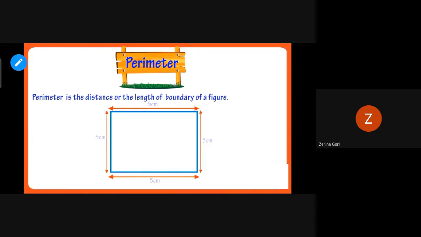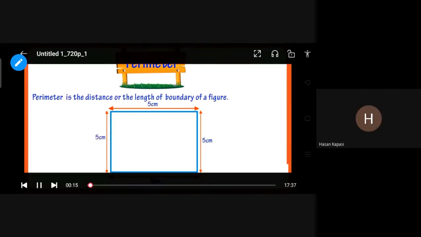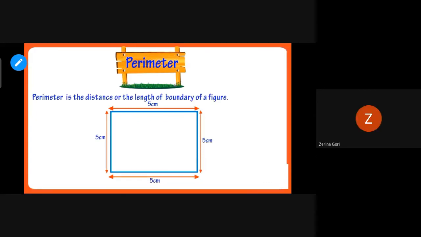Now here they are giving another object, and you can see all the measurements are the same: upside, downside, left, right. I told you now, in a square all up, down, left, right are the same, and in a rectangle up and down are the same, and left and right are the same. That is the difference between a rectangle and a square. Which shape is this? This is a square.